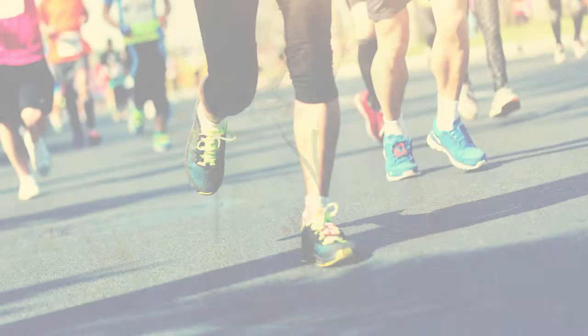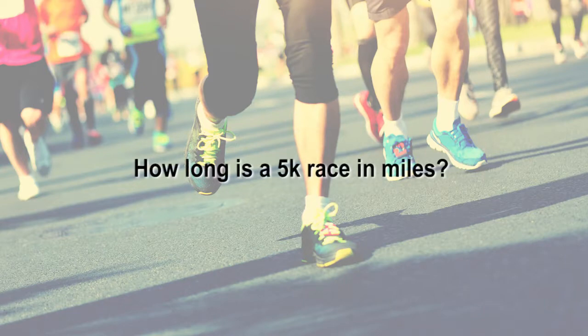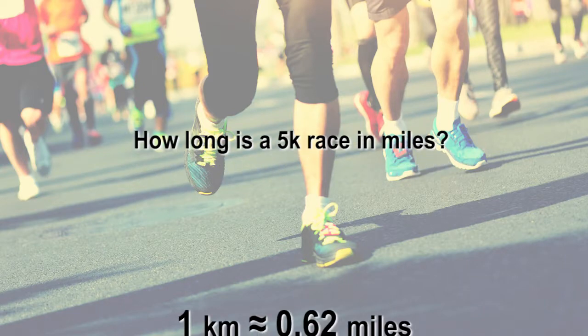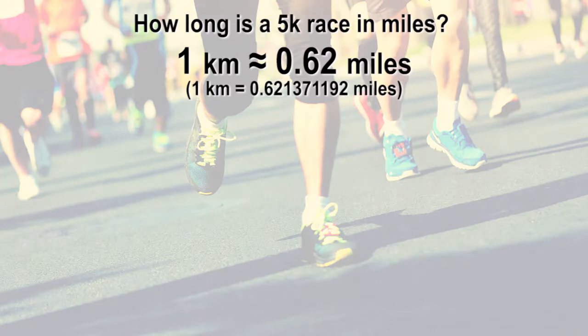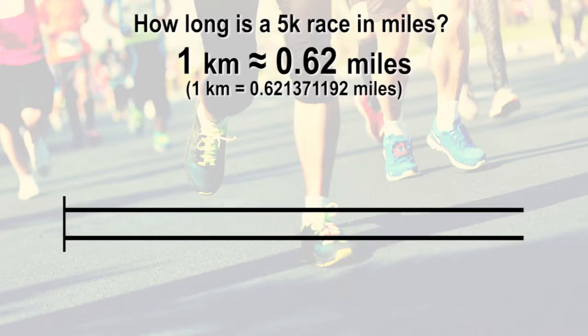Let's solve one last problem. How long is a 5K race in miles? Notice that 1 kilometer is approximately equal to 62/100 miles. We can solve this problem using either a double number line or a ratio table. To use a double number line, we make two parallel lines and label the top kilometers and the bottom miles. We mark 0 on the top and bottom to begin our model.